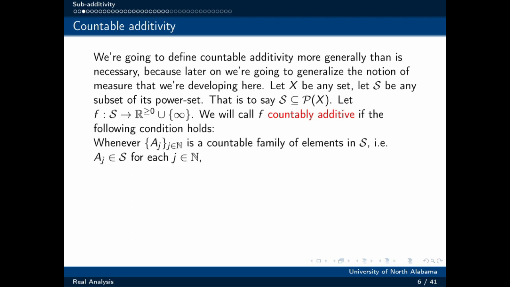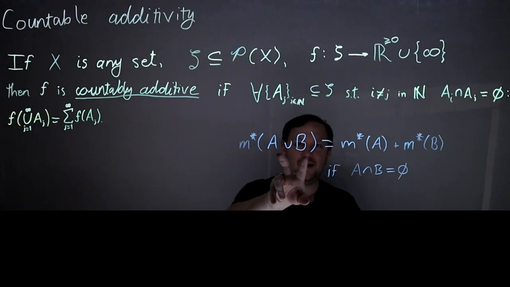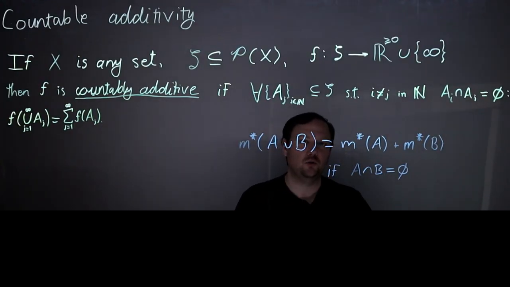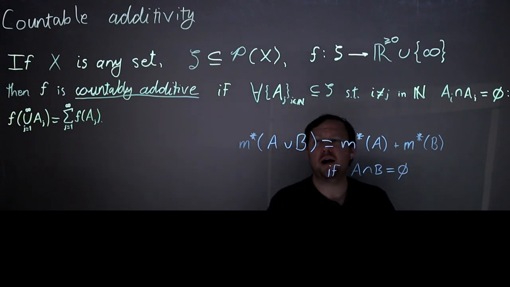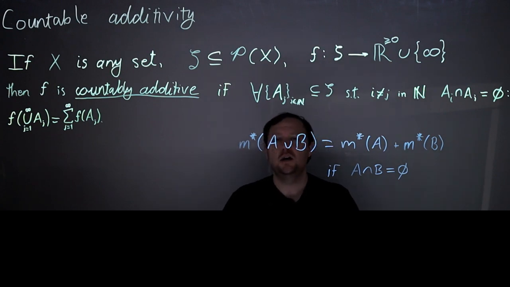So it's one thing for this to hold for a finite set, right? Here it's just 2, and if it holds for any 2, then it's easy to show by induction that it holds for any finite number of unioned sets, right? Disjoint, all of them disjoint.